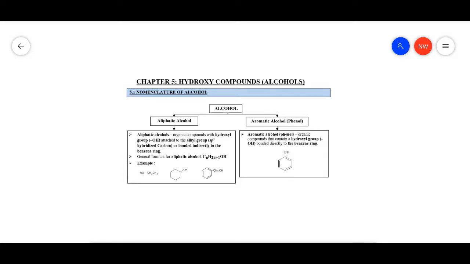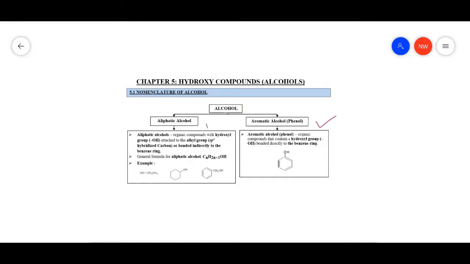Alcohol seperti juga alkane. Okay, kita ada aliphatic alcohol. Okay, so alcohol terbagi kepada dua, aliphatic alcohol dan juga aromatic alcohol. Aromatic alcohol kita dah pernah tengok dalam chapter benzene, which is phenol. Aromatic alcohol atau phenol adalah organic compound that contains a hydroxy group OH bonded to the benzene ring. Okay, so that one is aromatic alcohol.